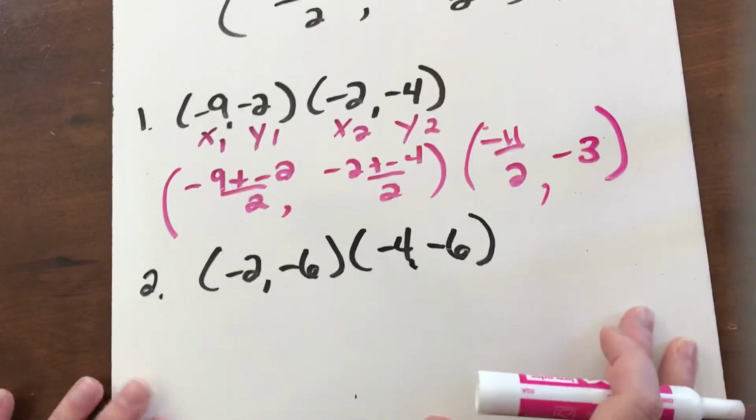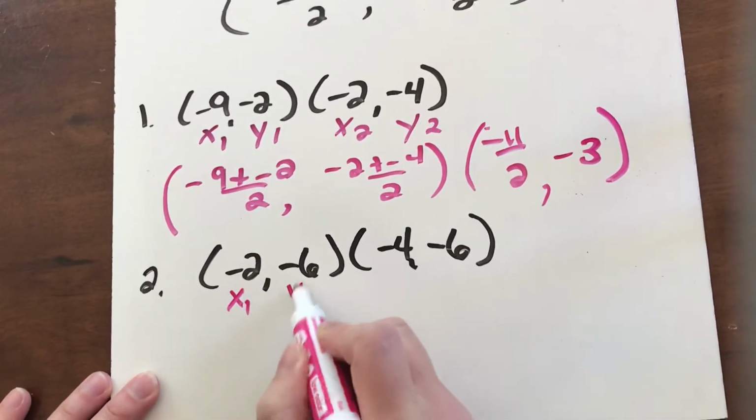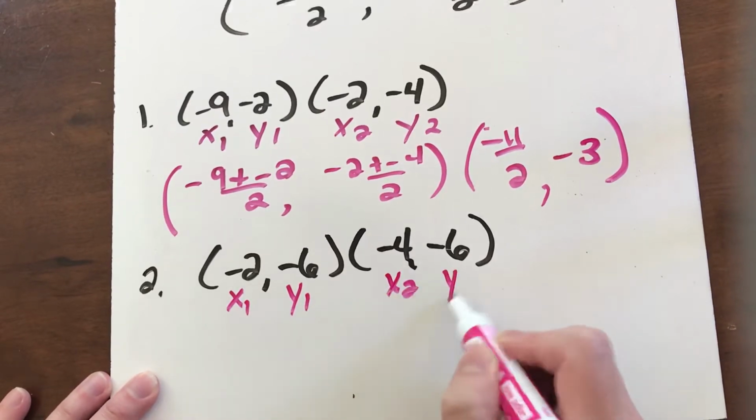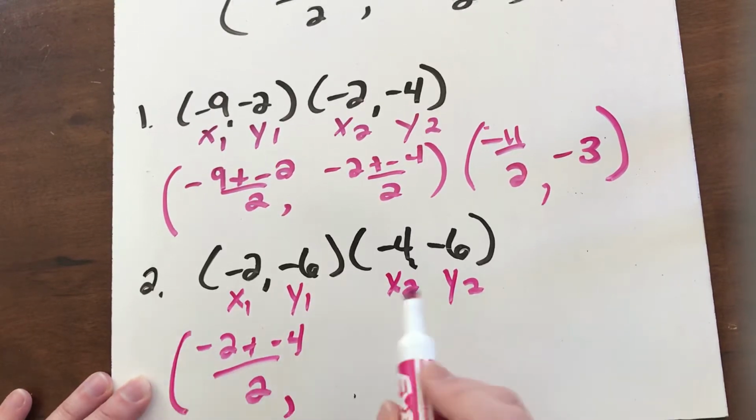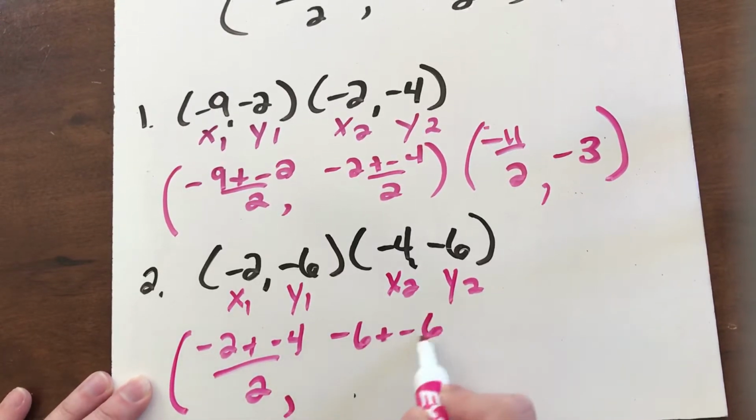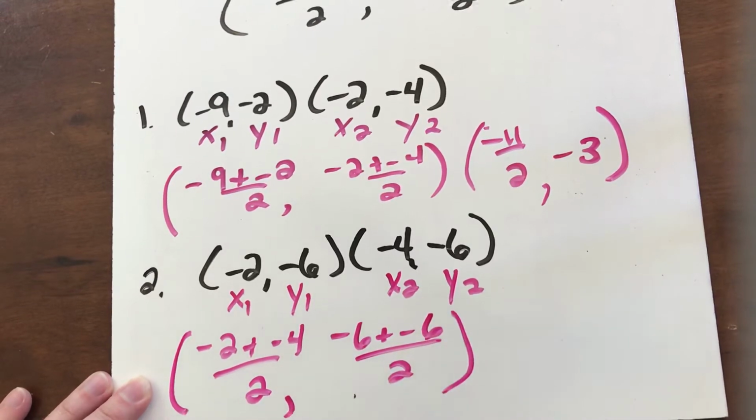So let's look at another one. X sub 1, y sub 1, x sub 2, y sub 2. Again, x sub 1 plus x sub 2 divided by 2 would give me my x coordinate, and y sub 1 plus y sub 2 divided by 2 would give me my y coordinate.